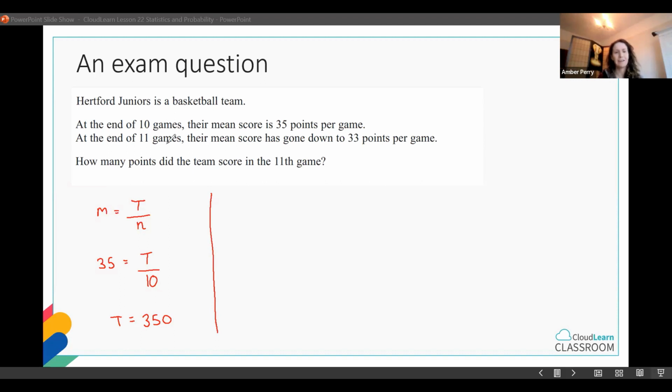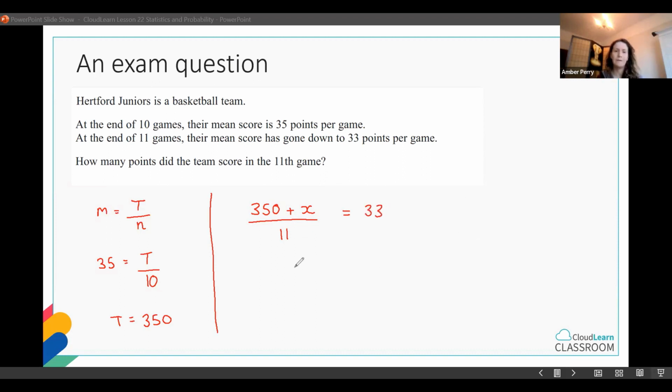At the end of 11 games, their mean has gone down to 33. So after 10 games, they had 350. So this 11th game is obviously going to be some more points, and that's what we need to find. I'm going to call that X because that's the value we're actually looking for in this particular question. And now they haven't played 10 games. 350 was 10 games, plus the points for the extra game. That's going to be the 11th game. So they've played 11 games, and that's going to be equal to the new mean. And the new mean is 33.